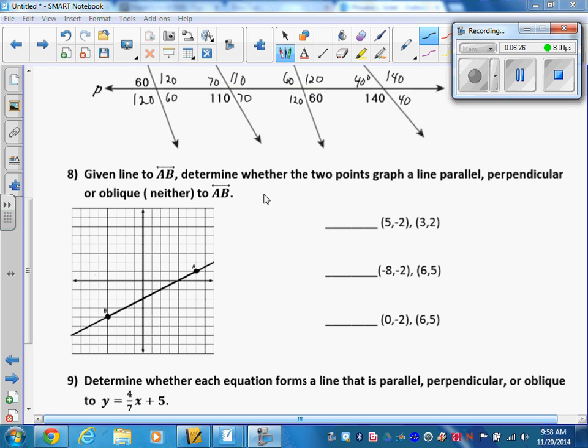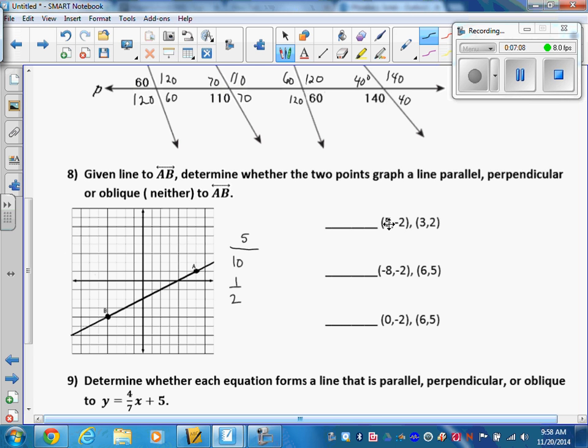So in question number 8, it says, given line AB, that's this line, determine whether the 2 points of the line are parallel, perpendicular, or oblique. So what I'm going to do is to actually calculate the slope by counting 1, 2, 3, 4, 5. So the rise is 5. And I'm going to go over 10. So this is a positive slope, and it's 5 over 10, which reduces to 1/2. So I've located the slope of this line.